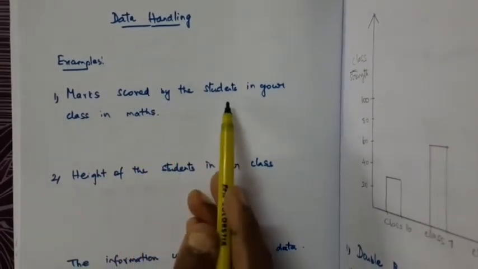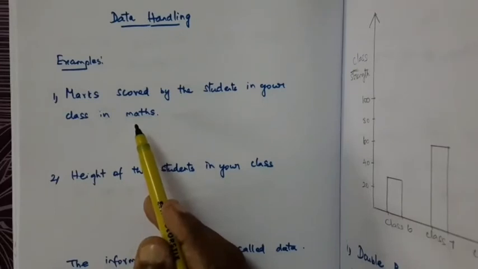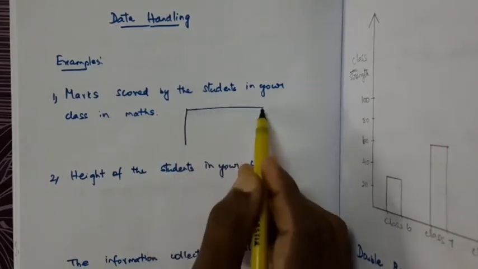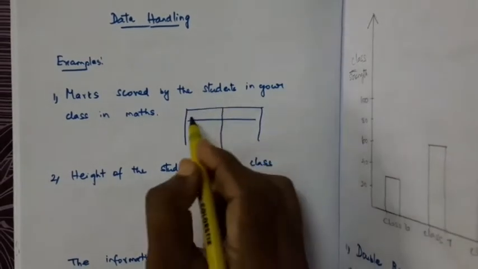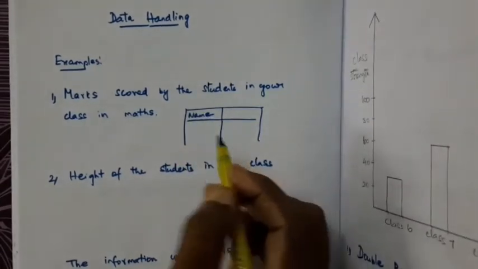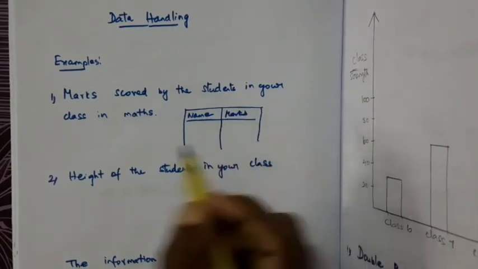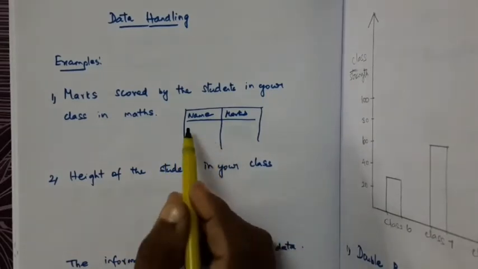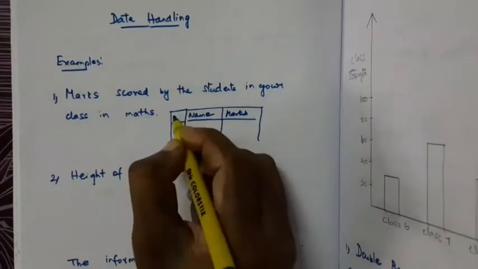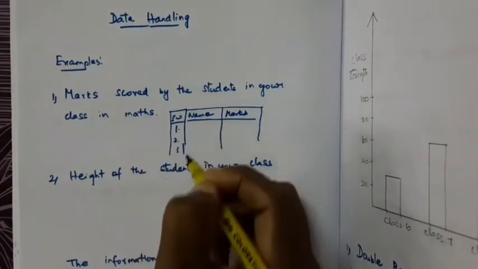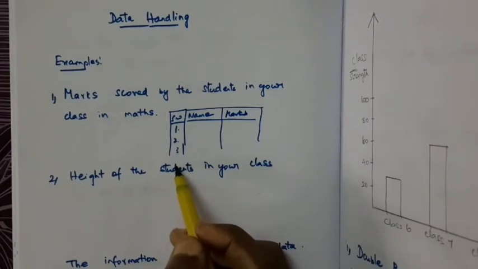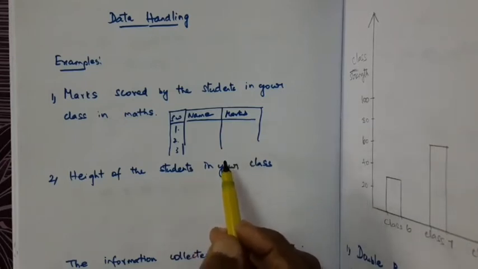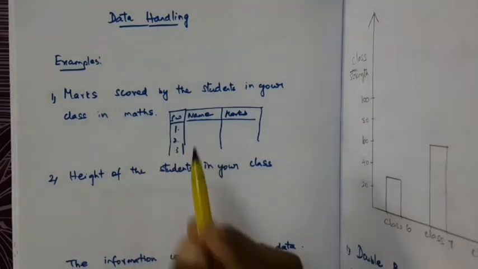Marks scored by the students in your class in maths. If you want to get this information, one way is you can make a table like this. You can put the name of the student and the marks obtained by them. We can have a serial number 1, 2, 3, going up to your class strength, then the name of the student and the marks scored by each student. This is the way we can get this information.